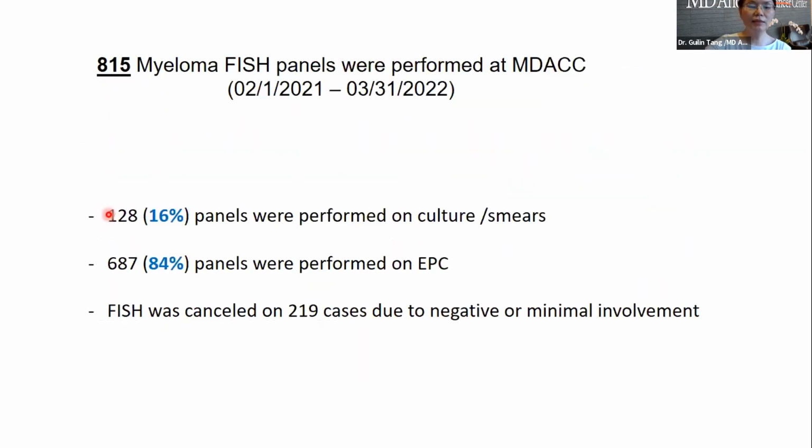During the past 14 months we ran 815 cases of the plasma cell myeloma FISH panels. Only 16% of the cases were performed on the culture or on the smears, but 84% of the cases were performed on the enriched cells. Many patients are already treated outside, so when the patient comes to us the level is low. But if you are in a primary care facility, you might get a higher percentage of cases with higher involvement.